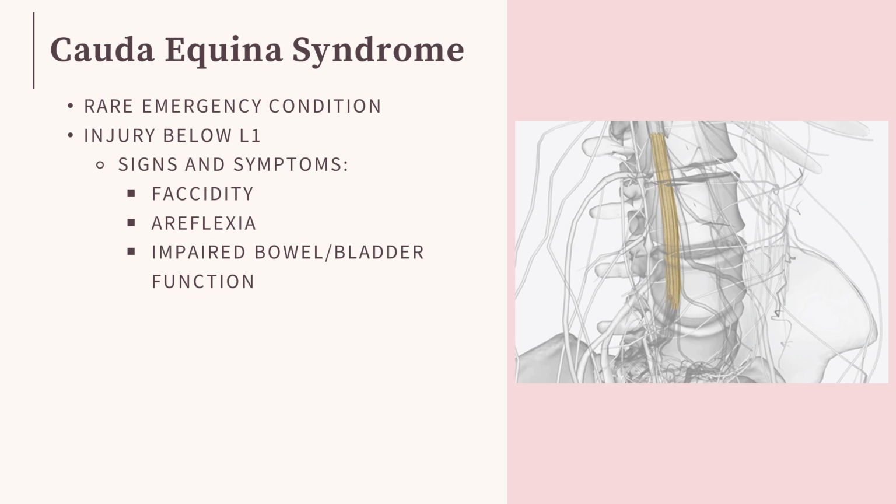So with cauda equina, this is actually an emergency situation. This patient is going to have compression to that cauda equina, which is going to alter their bowel and bladder habits. They're not going to be able to have control over their bowel or bladder. They're going to have areflexia, so they're not going to have a reflex when you're testing the reflexes. And lastly, they're going to have flaccidity. So this is very important. We need to get someone to decompress that conus medullaris immediately, that cauda equina immediately, so that this patient doesn't get paralyzed from the waist down, essentially.